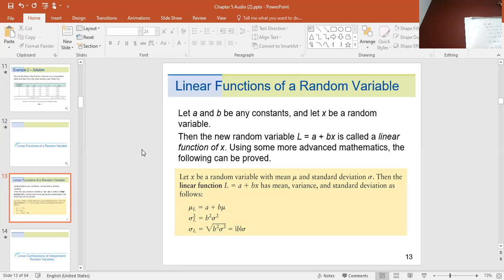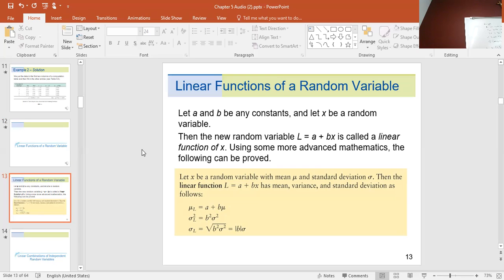Let x be a random variable with mean mu and standard deviation sigma. A random variable of the form ax plus b is called the linear transformation of x.